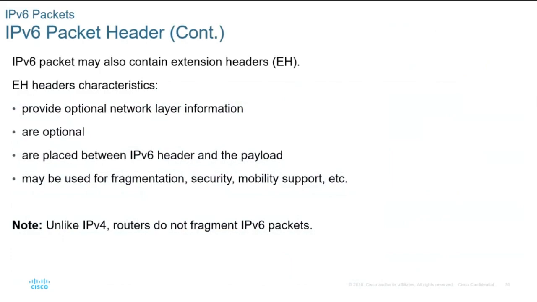And so, the IPv6 packet may also contain extension headers. The EH or extension headers' characteristics: they provide optional network layer information, are also optional, placed between the IPv6 header and the payload, and may be used for fragmentation, security, mobility support, and etc. And unlike IPv4, routers do not fragment IPv6 packets.